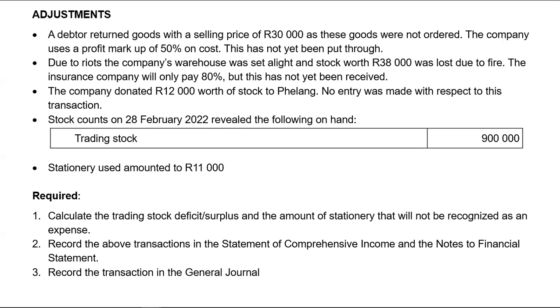When you record it in the general journal, please note that it will affect 2 accounts. It will affect debtors allowances, which will be debited. Remember, debtors allowances will always be debited whenever the customer returns goods, and we are going to credit debtors control. The reason we debit debtors allowances is that debtors allowances is a reduction of the sales account, so it is basically the inverse of sales.